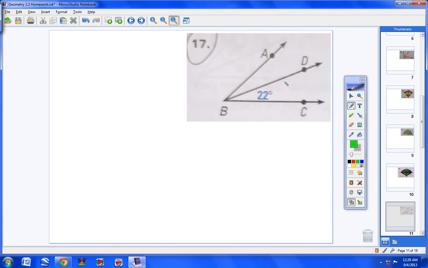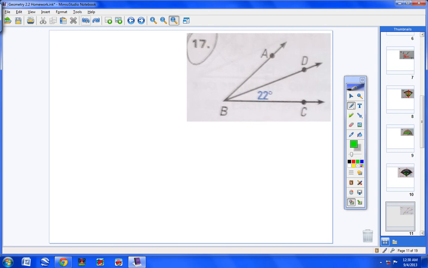Now, 17 through 22 is a little different. They're giving us one of the little angles now, and they want us to find the whole angle all the way across. And then they want us to state whether that big angle is acute, right, obtuse, or a straight angle. So let's go ahead and tackle these and see how we do. A little different, so please pay attention.